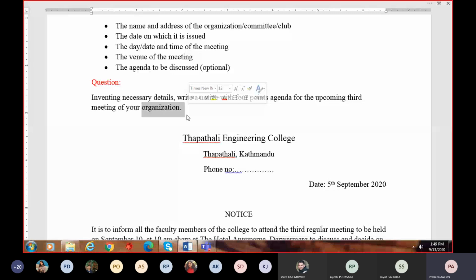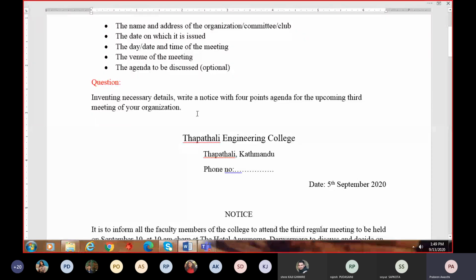So inventing necessary details may be challenging for some of the students, but other things are very easy. When you are writing the original notice, at that time you will have everything there, you will just be listing it out. Okay. Inventing necessary details, write a notice with 4 points agenda for the upcoming third meeting of your organization. So how do you write it?